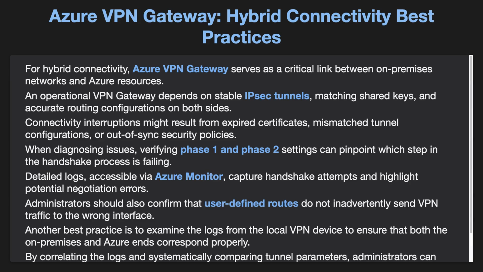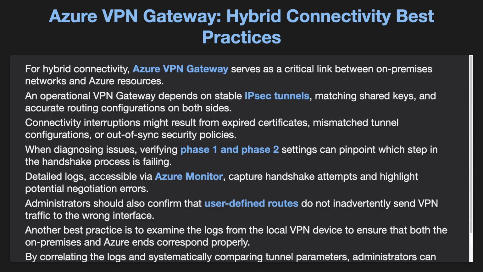When diagnosing issues, verifying Phase 1 and Phase 2 settings can pinpoint which step in the handshake process is failing. Detailed logs, accessible via Azure Monitor, capture handshake attempts and highlight potential negotiation errors. Administrators should also confirm that user-defined routes do not inadvertently send VPN traffic to the wrong interface.